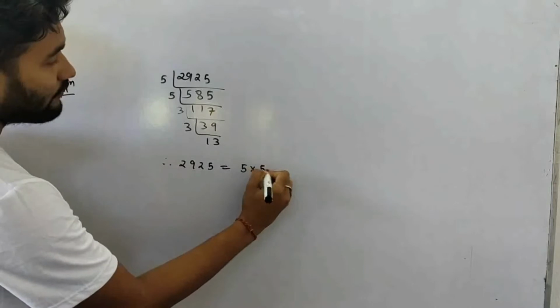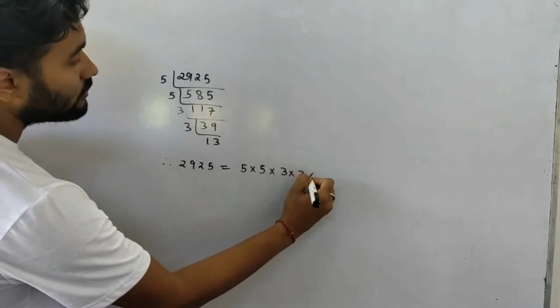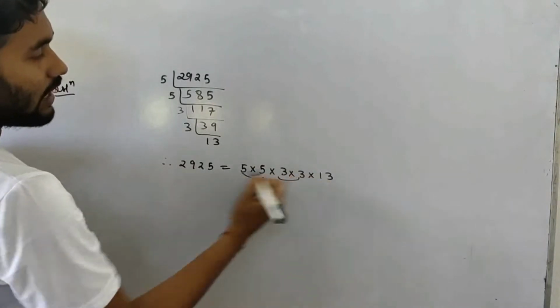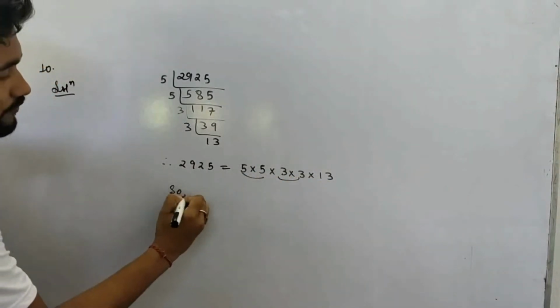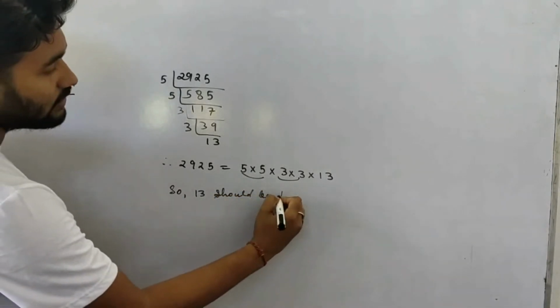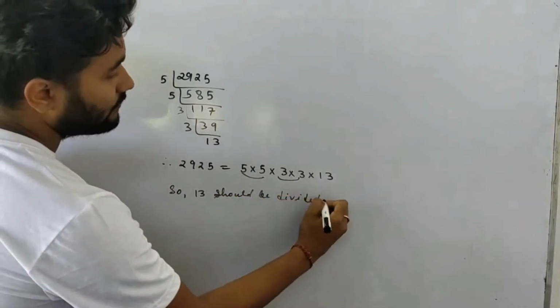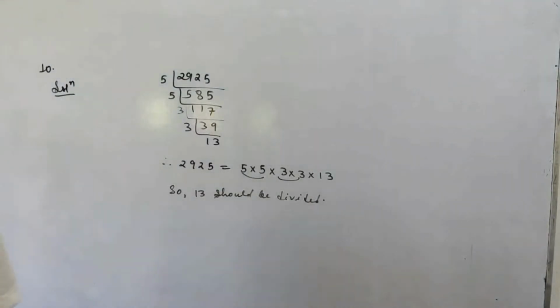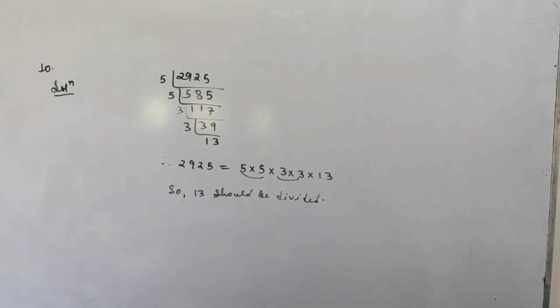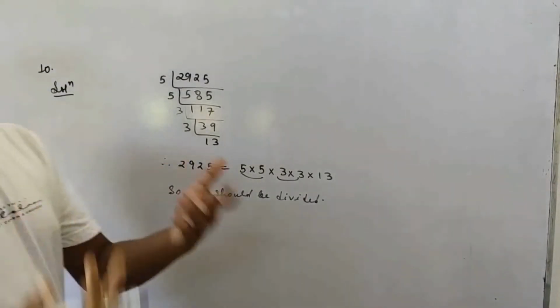So therefore 2925 will be equal to what? 5 into 5 into 3 into 3 into 13. So these are pairs, 13 is single. So what should be divided? So 13 should be divided. Done. First part done. What is the second part? Also find the square root of the perfect square so obtained. Now you know. Also find the square root.